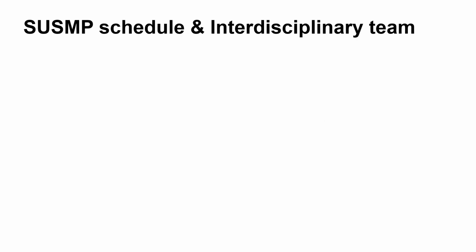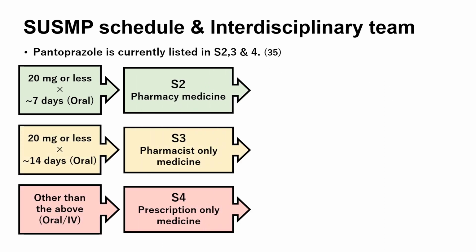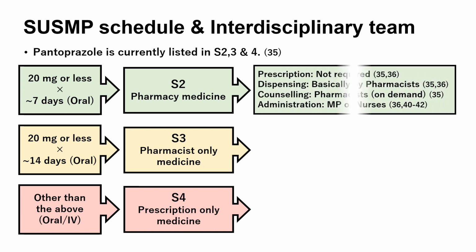potency. As USMP scheduling, the standard for the uniform scheduling of medicines and poisons is a legislative instrument to promote uniform control of how medicines are made available to the public. Pantoprazole is currently listed in Schedule 2, 3, and 4, as follows depending on dosage and administration method. For Schedule 2 or Schedule 3 dosage, a prescription is not required.